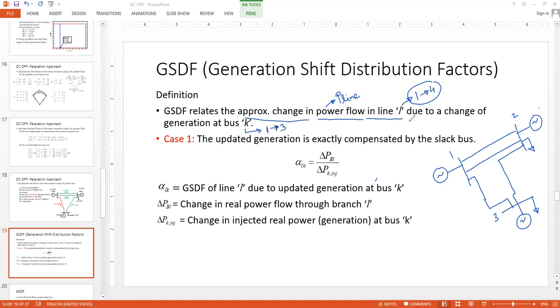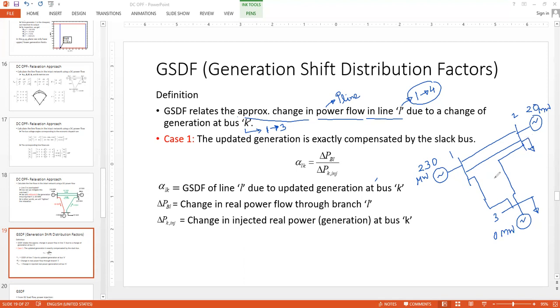In short, what we are looking for is that, for example, for the problem that we are currently considering, the previous ELD solution was 230 megawatt output from generator 1, 20 megawatt output from generator 2, and 0 megawatt from generator 3.